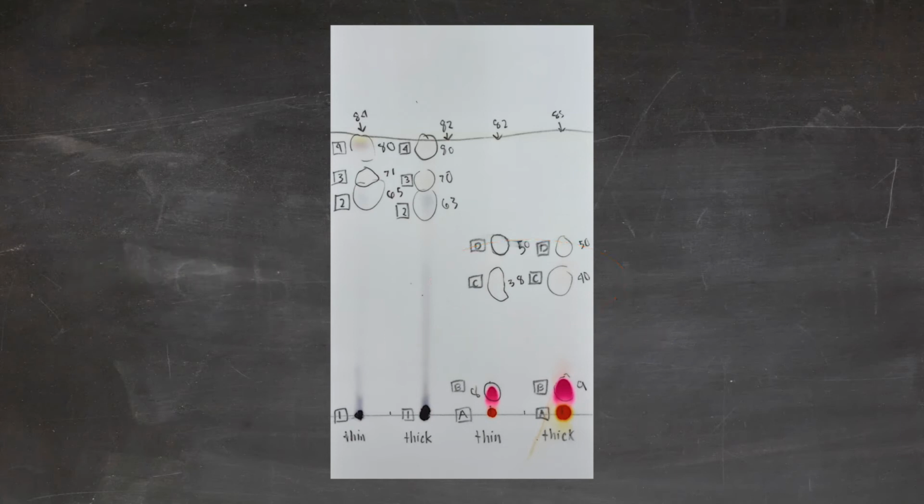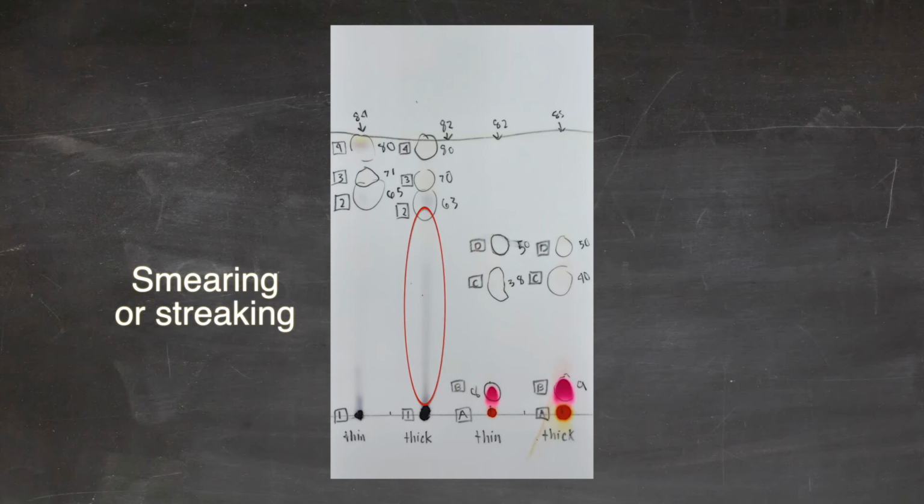There are two more things we can talk about from this plate. First, notice how I did the same sample twice, one with a thin application and another much thicker. We want to make spots as small as possible because the thicker the spot, the messier it becomes because it starts streaking. This could make interpretation very difficult.